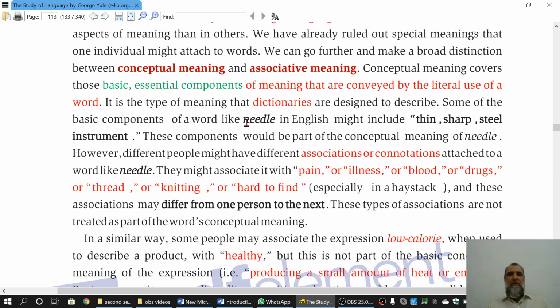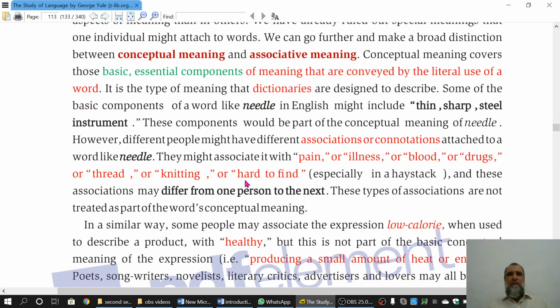This example will explain all the thing to you. For example, we have the word needle. Needle, if you check the dictionary, you will find such things like these are the basic and essential components of the meaning, that it is thin, it is sharp, it is a steel instrument. All these components are the essential components of meaning conveyed by the literal use of the word needle, and this is also the basic meaning.